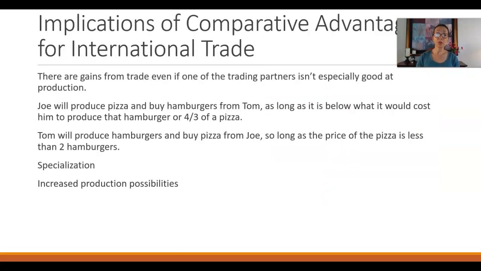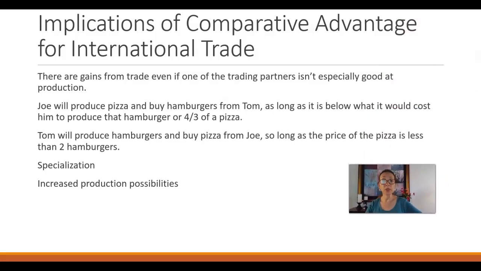So there are gains from trade, even if one of the trading partners isn't especially good at the production of the products in question. Joe can produce pizza and buy hamburgers from Tom as long as it is below what it would have cost him to produce the hamburger. And Tom can produce hamburgers and buy pizza from Joe. So that's called specialization, and what that does is it increases the production possibilities of both parties.